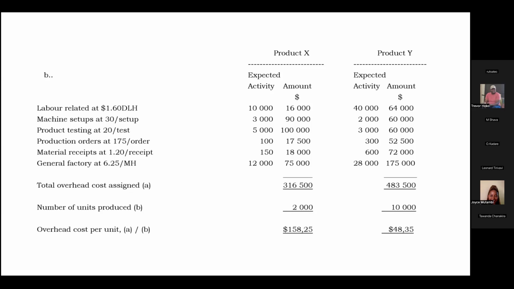You recall that the number of units produced were 2,000 of X units and 10,000 of Y units. And those number of units, we have named them B there. So if you divide A by B, you get the overhead cost per unit. Now, you can see that the overhead cost per unit of Y is now far less than we have seen under absorption costing. Under absorption costing, it was 105? Now under activity-based costing, it is $48.35, which is far, far less.